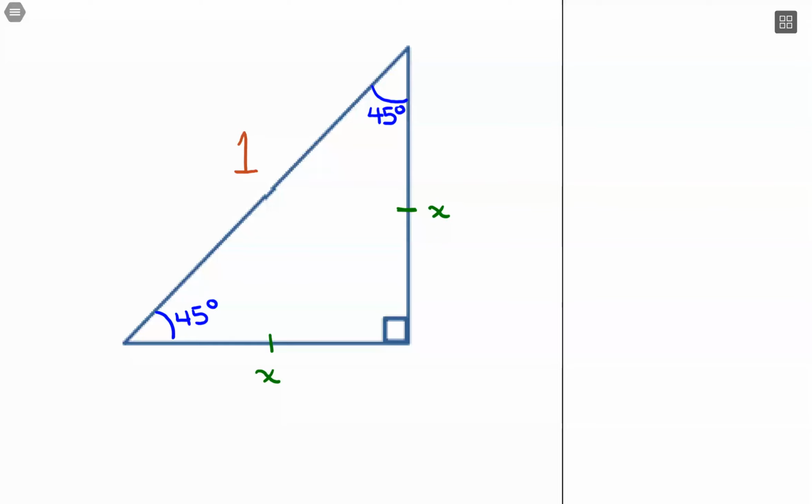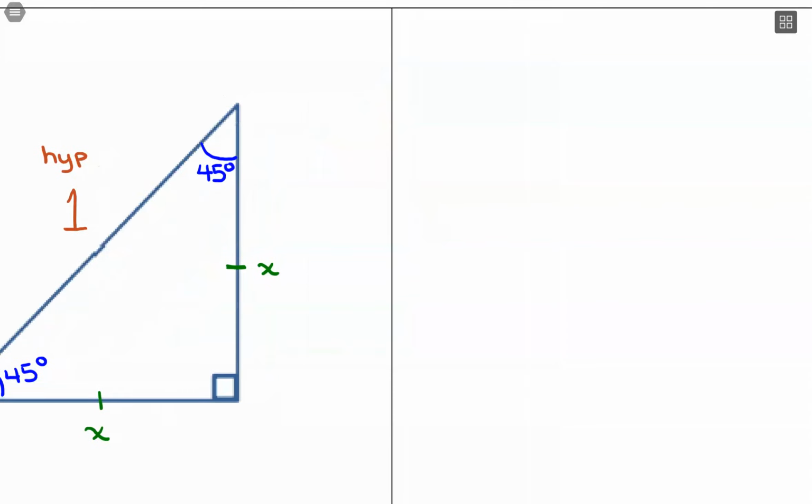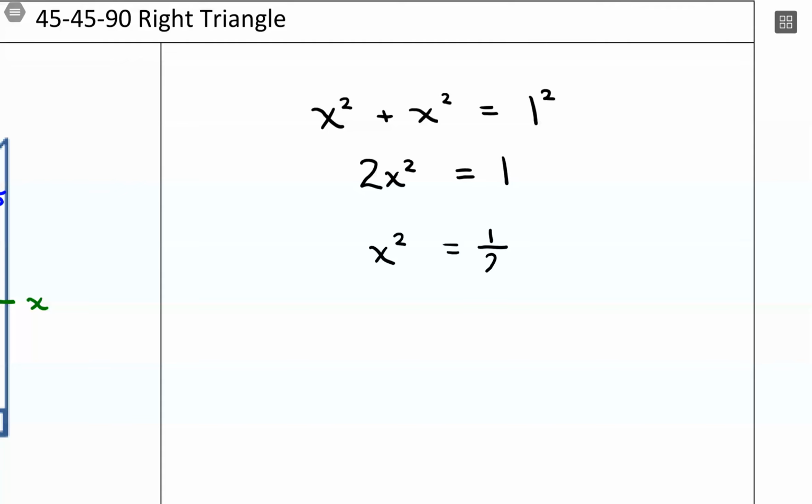So now, to solve for the side length, I'm going to use the Pythagorean Theorem. So we have this hypotenuse of 1. I'm just going to label that as our hypotenuse. A hypotenuse of 1, and then these legs equal to x. So using the Pythagorean Theorem, we would take one leg squared plus the other leg squared, and that should equal our hypotenuse squared. So x squared plus x squared is 2x squared, and that equals 1 squared, which is 1. Divide both sides by 2, so that'll be 1/2.